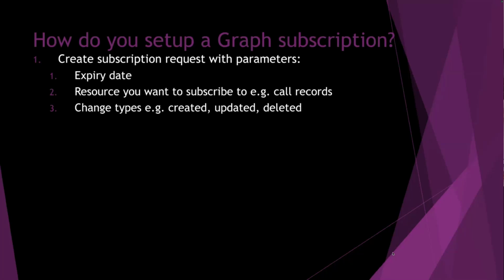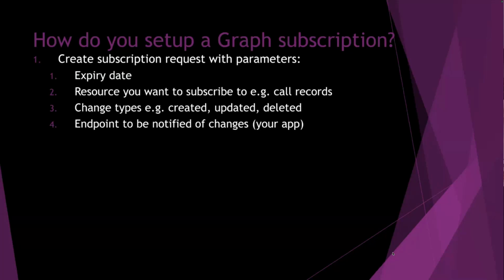You then need to say, what type of change am I looking for? Is it just when it's created or when it's updated or deleted or whatever? That is the next parameter. And then finally, the endpoint. So you're telling Graph, okay, I want to have call records when they've been created, and let me know for the next 2 days or something.